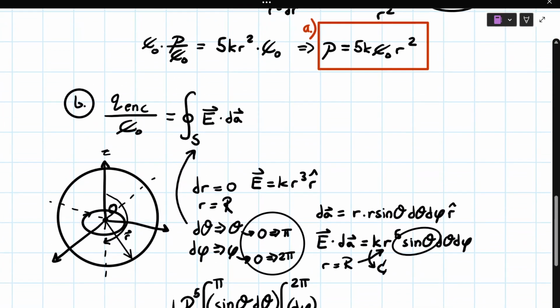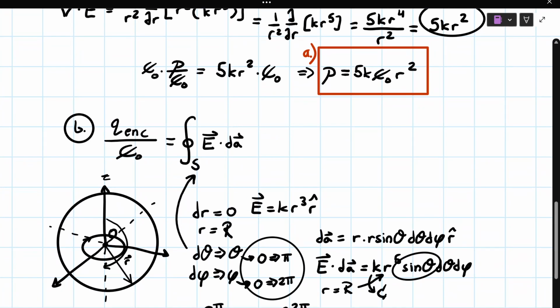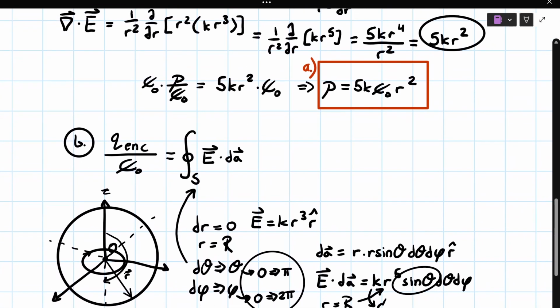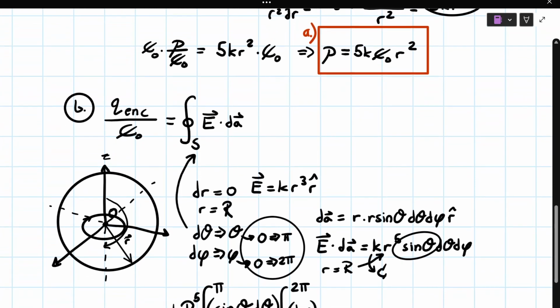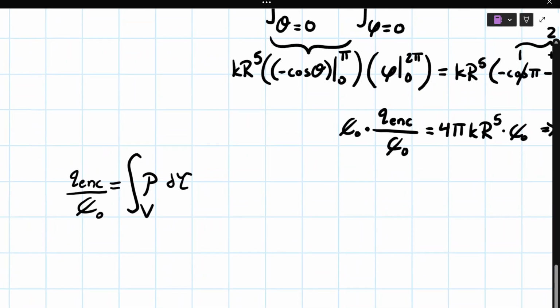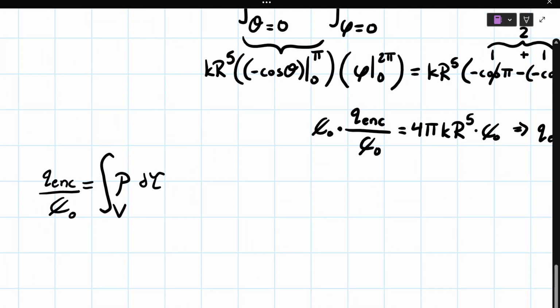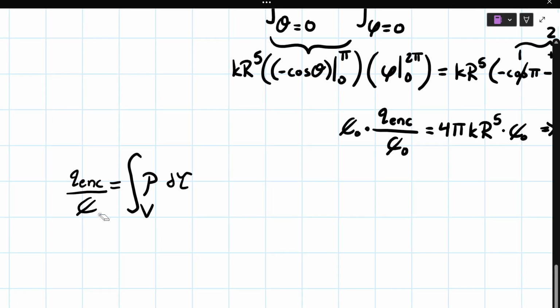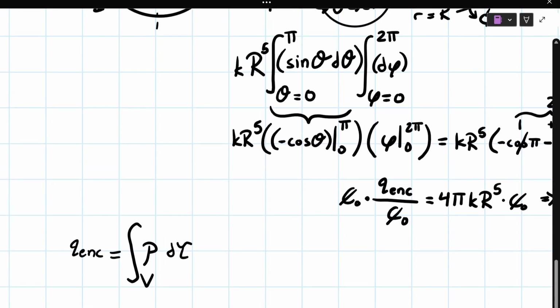We found that rho was equal to 5kr squared times epsilon naught, right? Excuse me. Well, we know that this is an important aspect, not to mess it up, right? Because we want the epsilon naught to be there when we want it, but when we're solving for q enclosed, we do not want that, right?